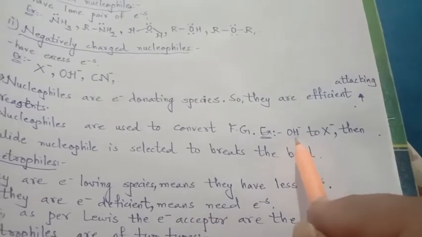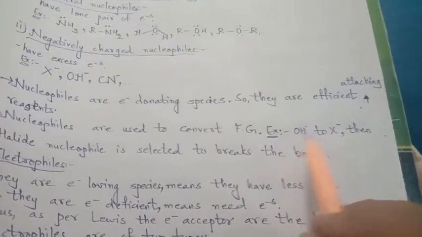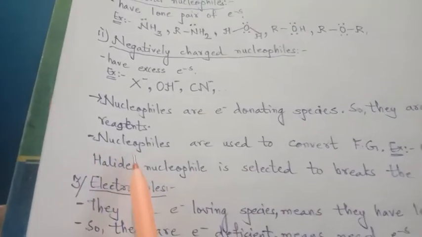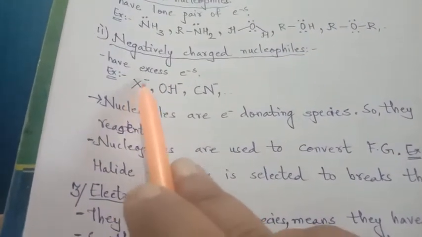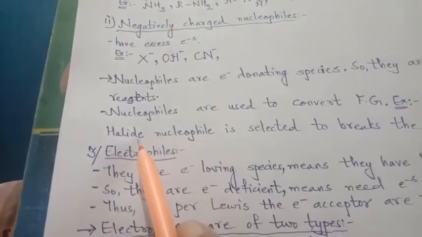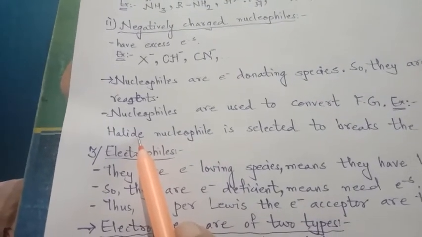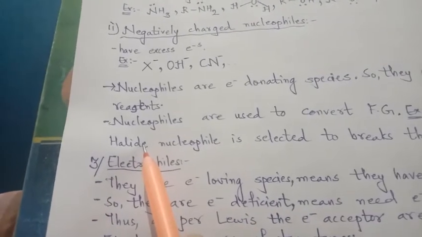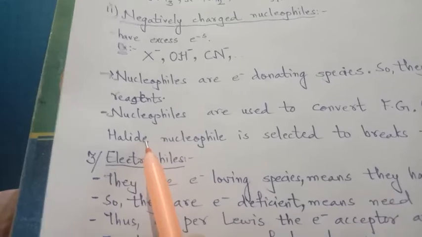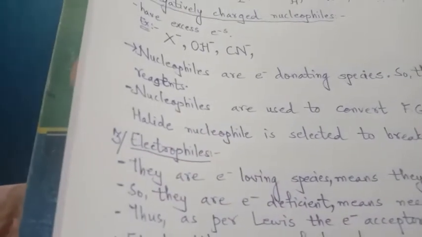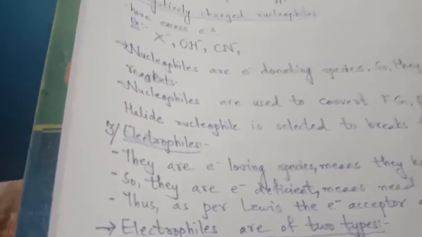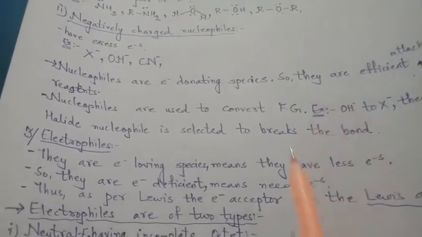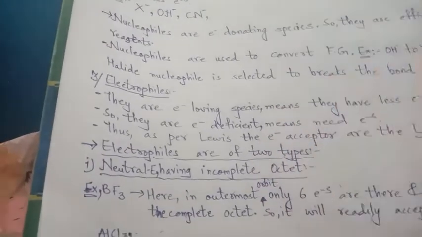So to convert this alcohol to ethyl chloride or chloroethane, the halide is the nucleophile, X minus is the halide. So Cl minus is used as a halide. Chlorine, bromine, fluorine, iodine, these are the halogens. So if Cl minus is used, it is chloride, Br minus bromide, I minus iodide, F minus fluoride. So a halide nucleophile is selected to cleave the bond, and the further reaction takes place. Right? So this was an example.